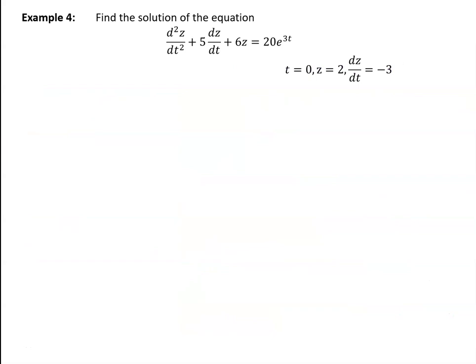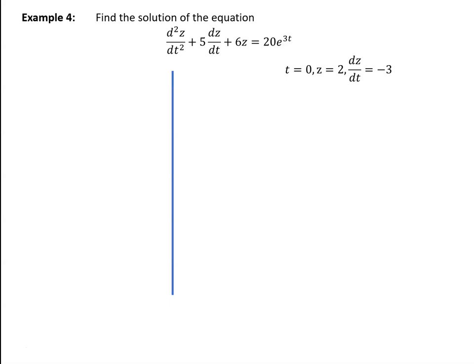Okay, our next example, then: we're going to try and solve the equation d2z dt squared plus 5 dz by dt plus 6z equals 20e to the 3t. But this time we've got some boundary conditions. When t equals 0, z has got to equal 2, and dz by dt has got to be minus 3. So, same process as before.